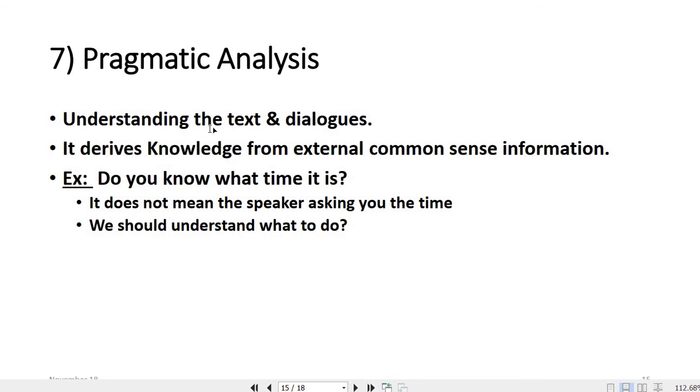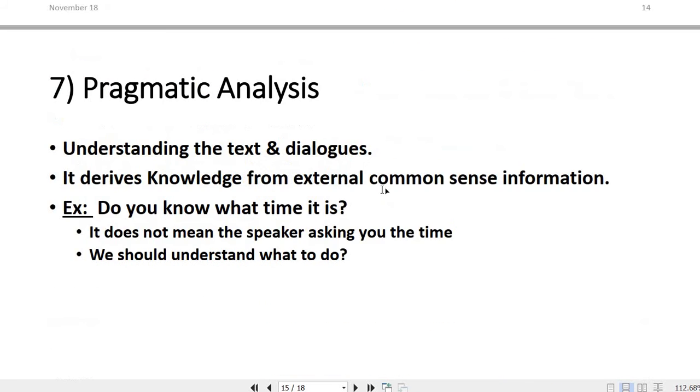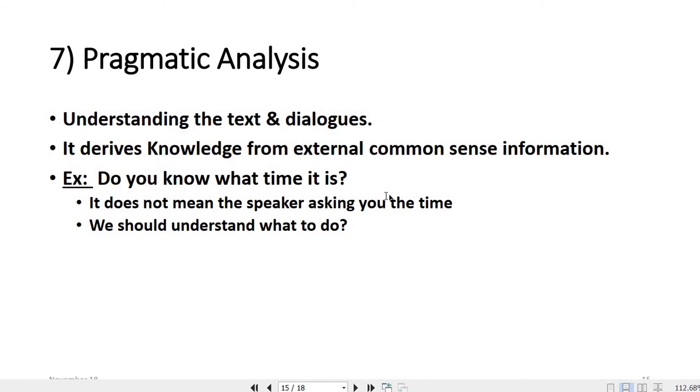And the last step is pragmatic analysis, understanding the text and dialogues. It derives knowledge from external common information. So, do you know what time it is? It does not mean the speaker is asking you the time. So we should understand what to do. So the last analysis is to understand the text, which is to understand the context. And of course, it's not that easy to understand the context of the sentences. We need to know the emotion of the speaker, the person who speaks the sentences. So that's the seventh step in NLP.